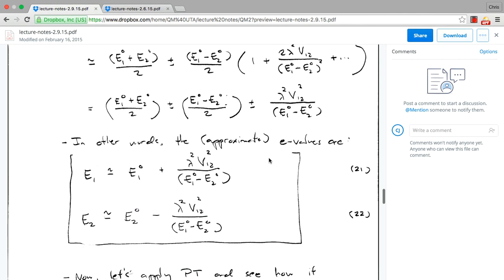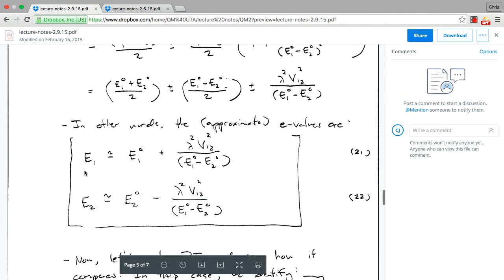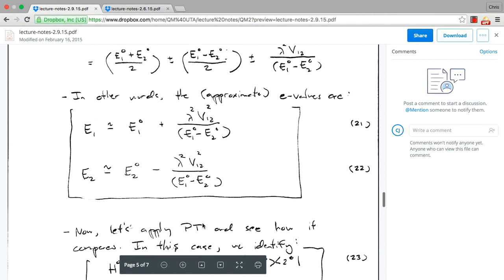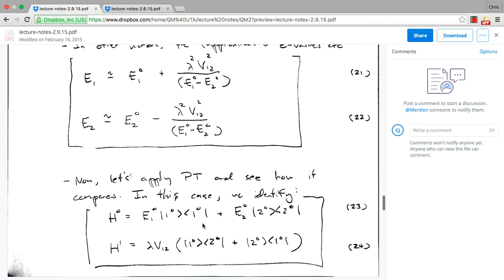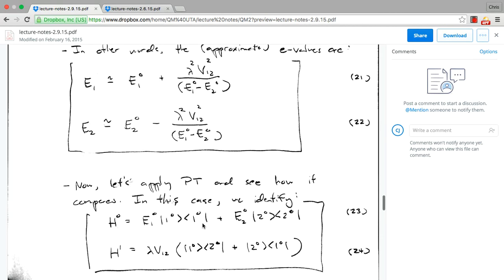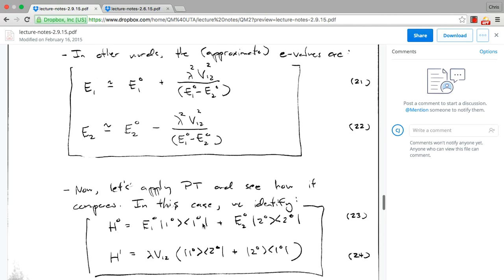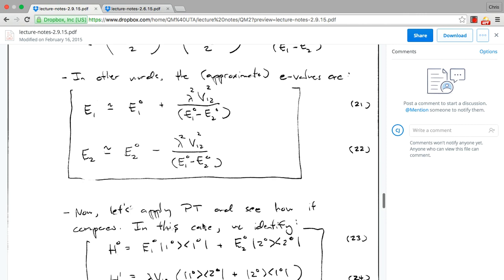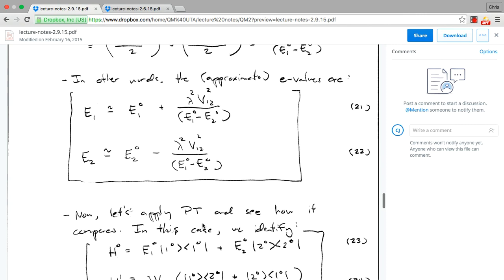In other words, I get two approximate energy eigenvalues. I get one that goes like the unperturbed energy eigenvalue E1 plus this correction term. And then I get the energy eigenvalue E2, which is proportional to the unperturbed E2 minus this correction term. I'll come back to the physics of this in just a second. Let's work through the perturbation part. So these are our exact solutions that we expanded. But now what I want to do is try to solve this problem using perturbation theory.